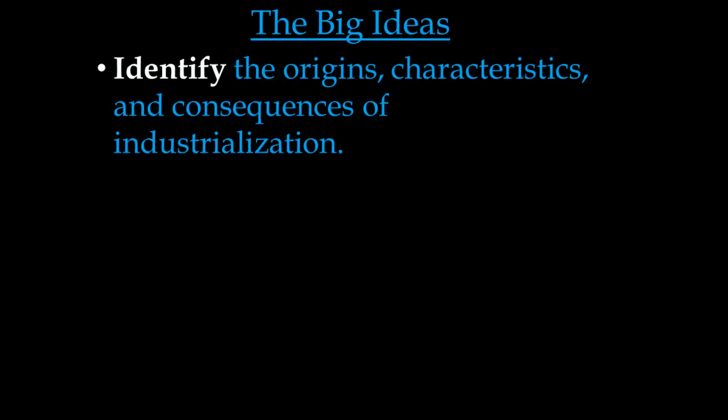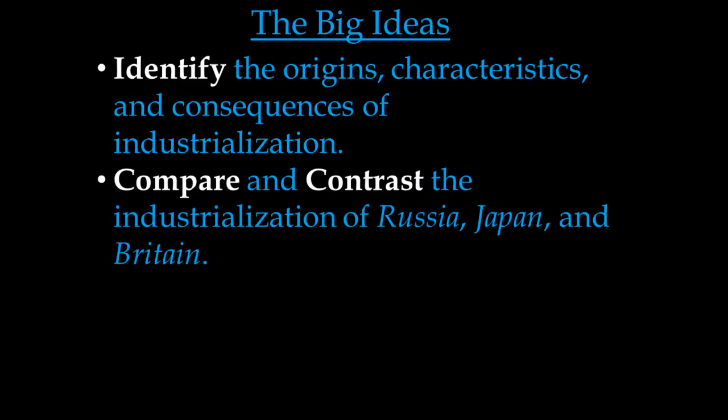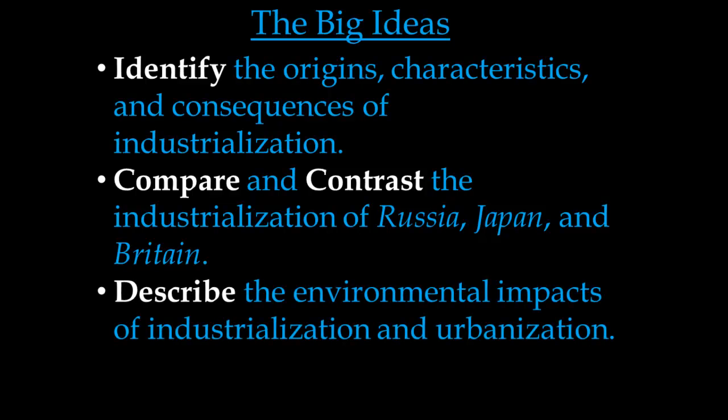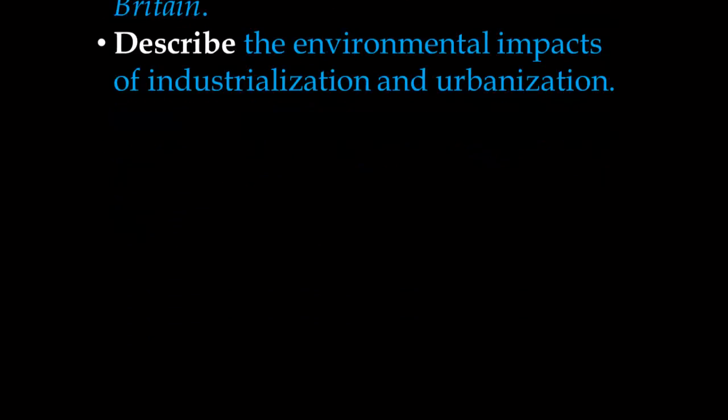Today we're going to be looking at the Industrial Revolution, or I should say the beginning of the Industrial Revolution. So let's look at the big ideas. First was identify the origins, characteristics, and consequences of industrialization. The second is compare and contrast the industrialization of Russia, Japan, and Britain. And the third is describe the environmental impacts of industrialization and urbanization.